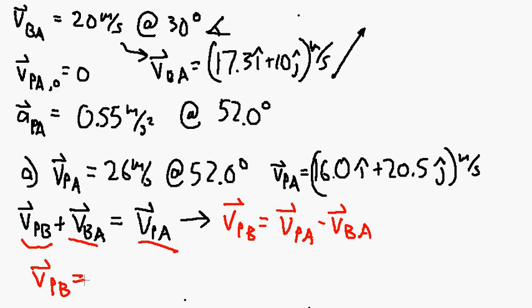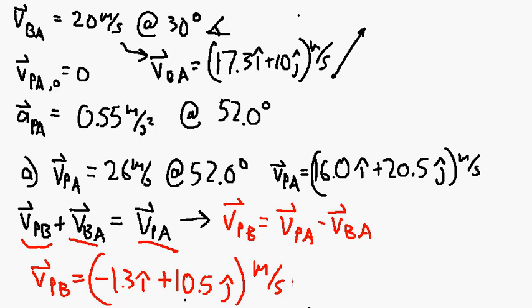Okay, so now we can just do component-wise addition or subtraction of these things. So VPA is 16 I hat minus VBA, which is 17.3 I hat. So this is going to be negative 1.3 I hat, and then PA minus BA in J is 20.5 J hat minus 10 J hat. So plus 10.5 J hat. Boom, boom, meters per second.